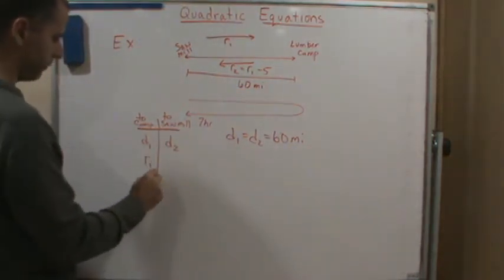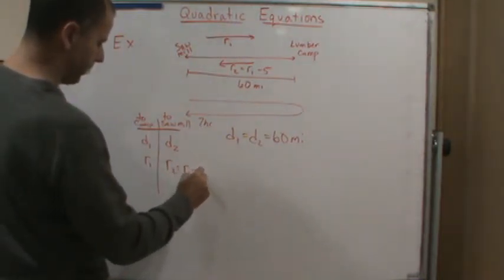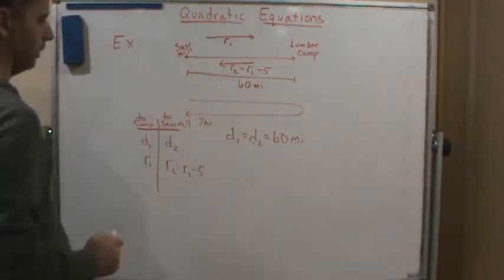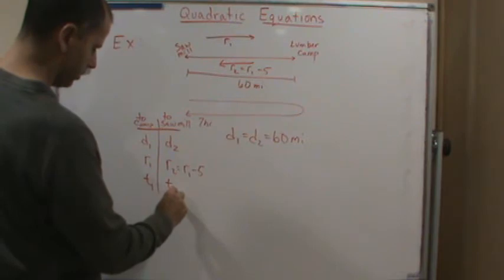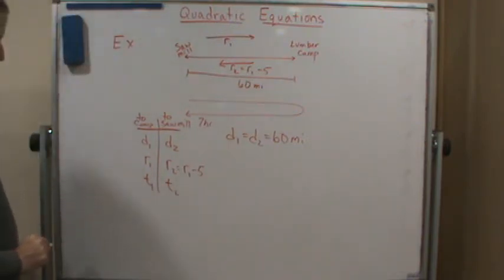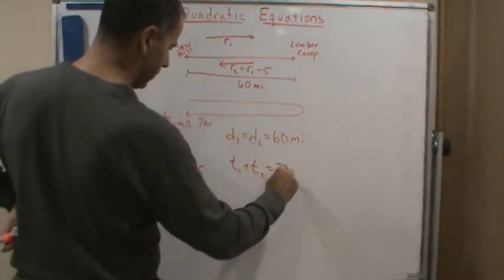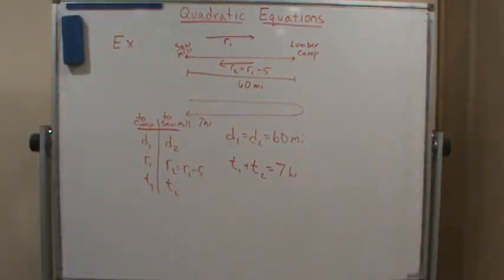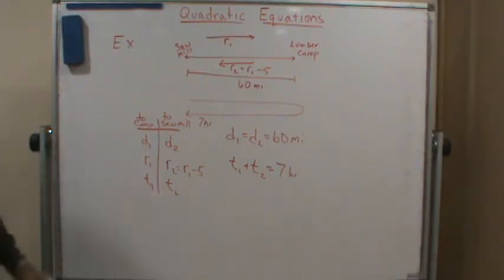We've got rate 1, which we don't know, but rate 2 is equal to rate 1 minus 5. And we also know that the total trip took 7 hours. So we don't know the times, but we do know that T1 plus T2 equals 7 hours. Well, we've got two unknowns, right? We don't know T1 or T2, and we don't know R1 or R2 either, okay?